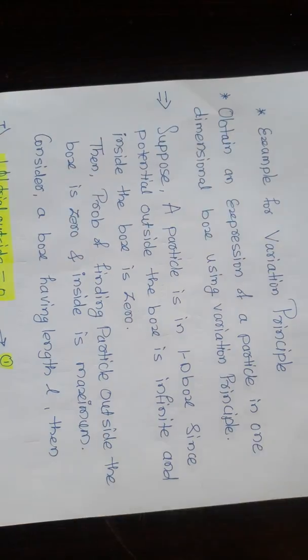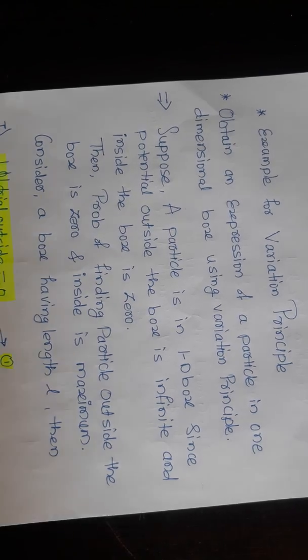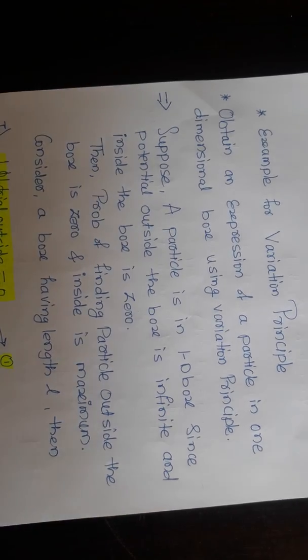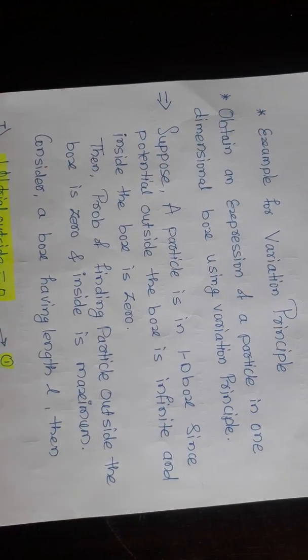In this lecture, we will discuss the expression for the variation principle. In the last lecture, we discussed the variation method, or variation principle, and the statement for the variation method. Now we will discuss the expression. Suppose a particle is in a one-dimensional box.